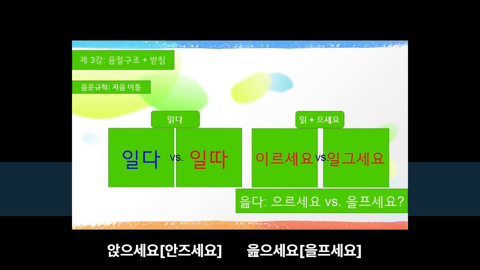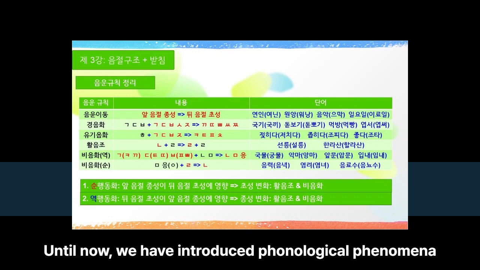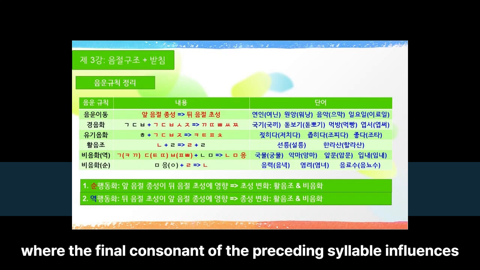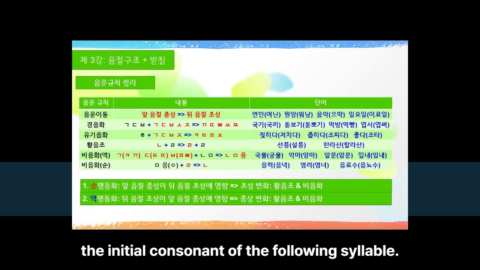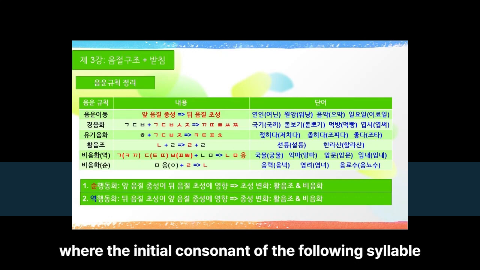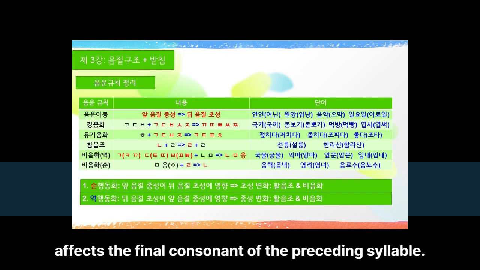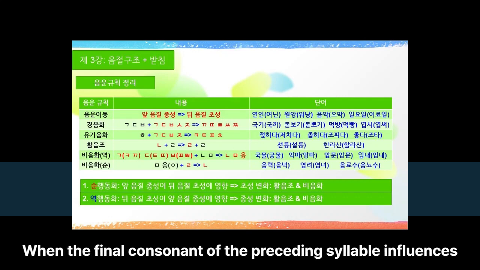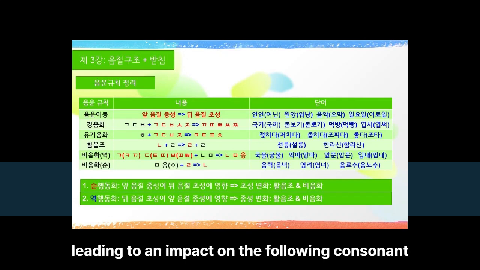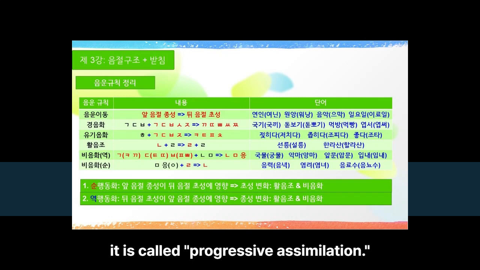읊으세요. Until now, we have introduced phonological phenomena such as tensification, aspiration, and sound movement, where the final consonant of the preceding syllable influences the initial consonant of the following syllable. However, there are also phonological rules where the initial consonant of the following syllable affects the final consonant of the preceding syllable. When the final consonant of the preceding syllable influences the initial consonant of the following syllable, it is called progressive assimilation.